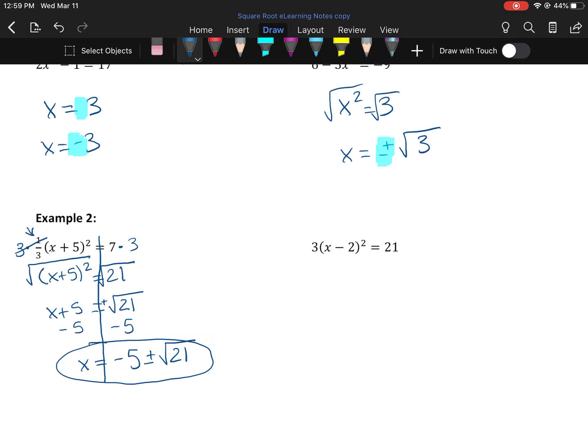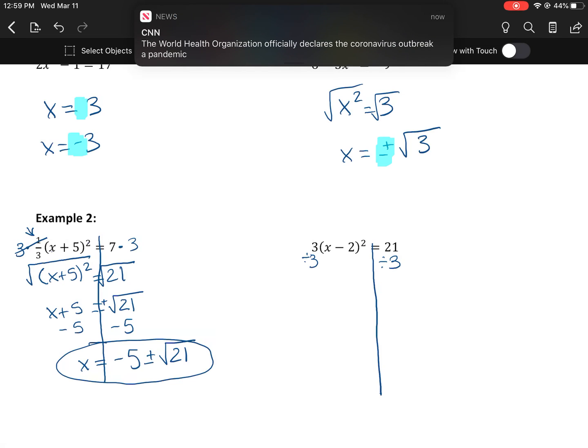I'm going to go ahead and do one more, and then like I said, there are 2 that I want you guys to try. Over here, remember our goal, we're trying to get stuff squared equal to a number. Right now, 3 is not getting squared, it's not in the parentheses, so I'm going to divide by 3 on this side and divide by 3 on this side.